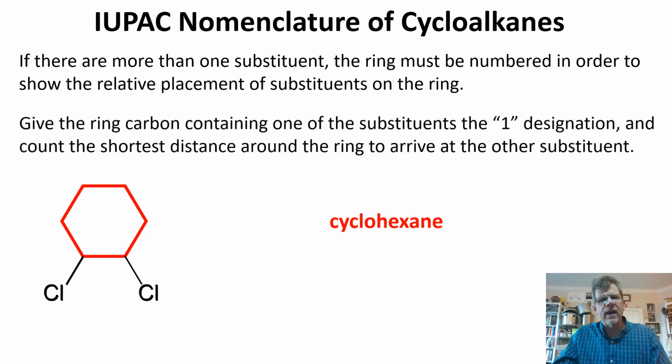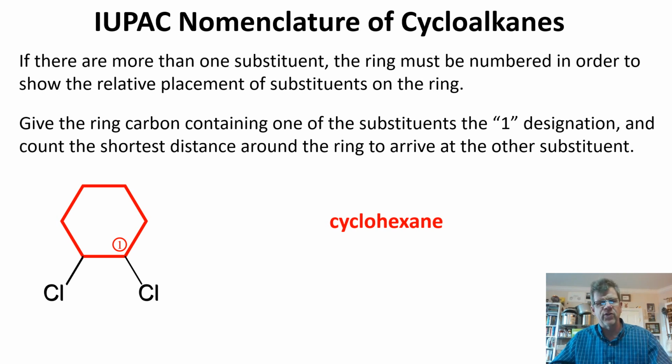We give the ring carbon containing one of the substituents, either chloro group, the 1 designation. Okay? I'll choose that one. I don't have to. I could choose the other chloro group, or carbon connected to the chloro group, but it's going to come out the same way regardless. So I've given the ring carbon containing one of the substituents the 1 designation, and then I have to count around the ring the shortest distance to arrive at the other substituent.